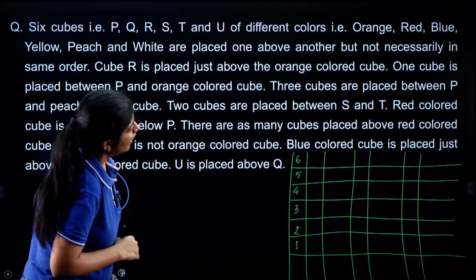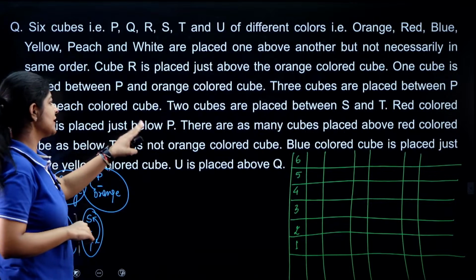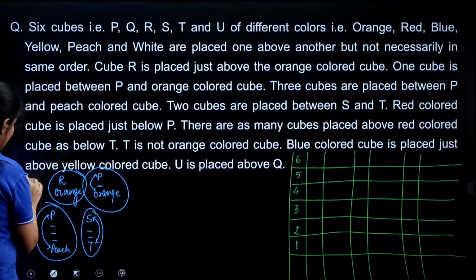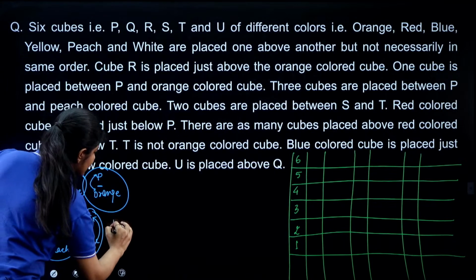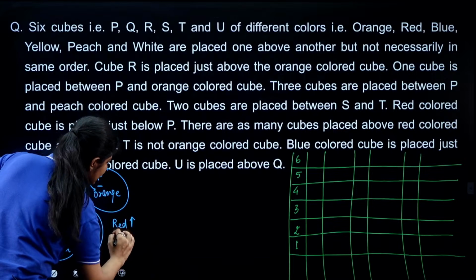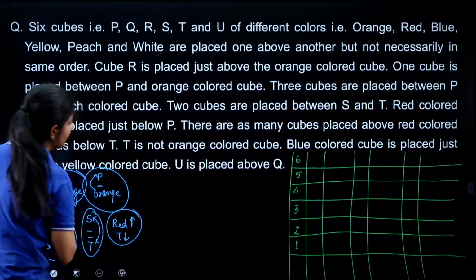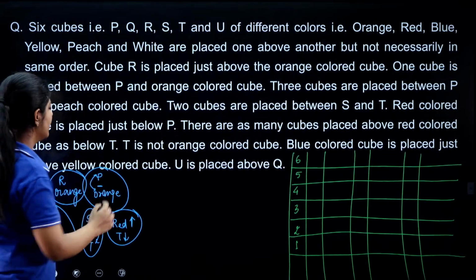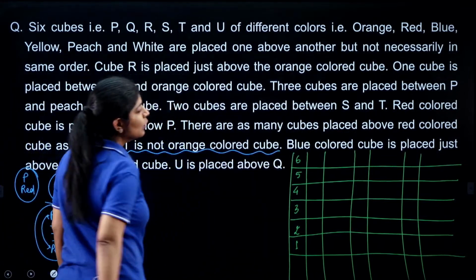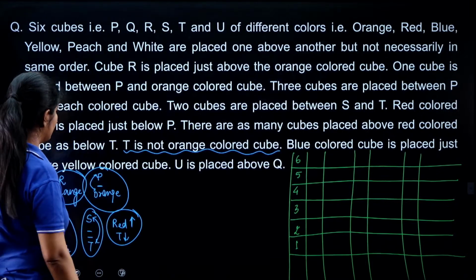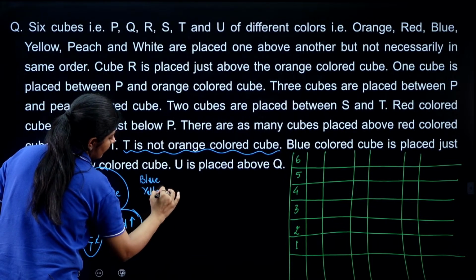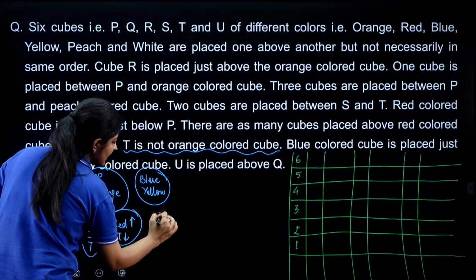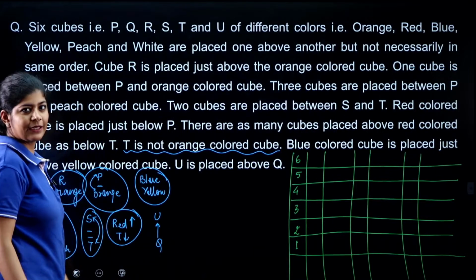Next, red colored cube is placed just below P. So, here we have P and here we have red, right. Next, the number of cubes above red is equal to the number below T. Okay, we have this as well. T is not orange colored cube. Blue colored cube is placed just above yellow, and U is placed above Q. So these are my clues, right?